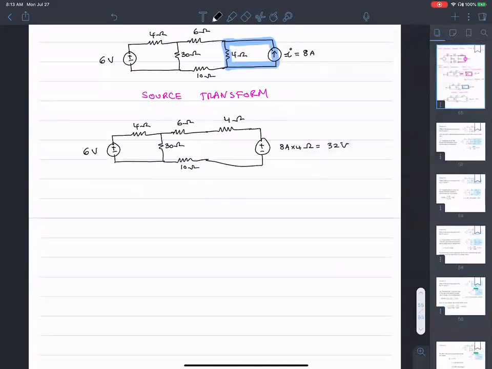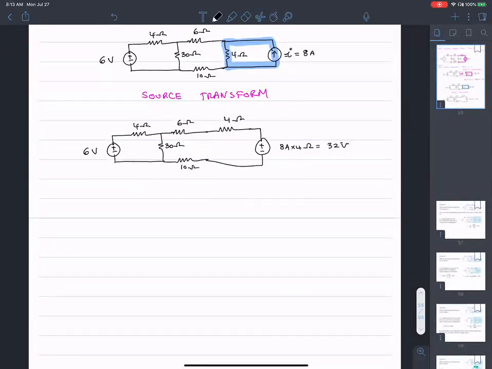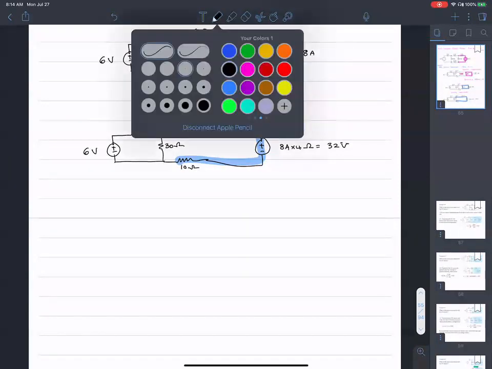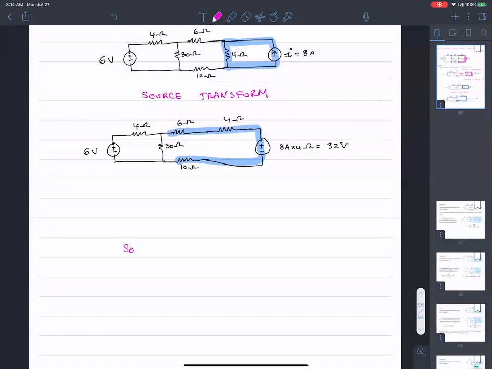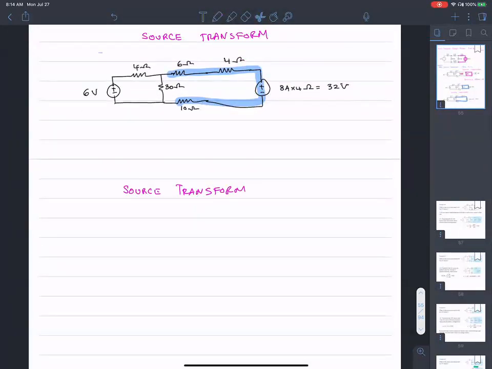Everybody with me so far? Yes. Perfect. So now the next step is to observe that there is a series combination here. Let me see if I can convert this 6 in series with 4 in series with 10. So that is 20 ohms in series with the 32 volts. I'm going to apply source transformation again.